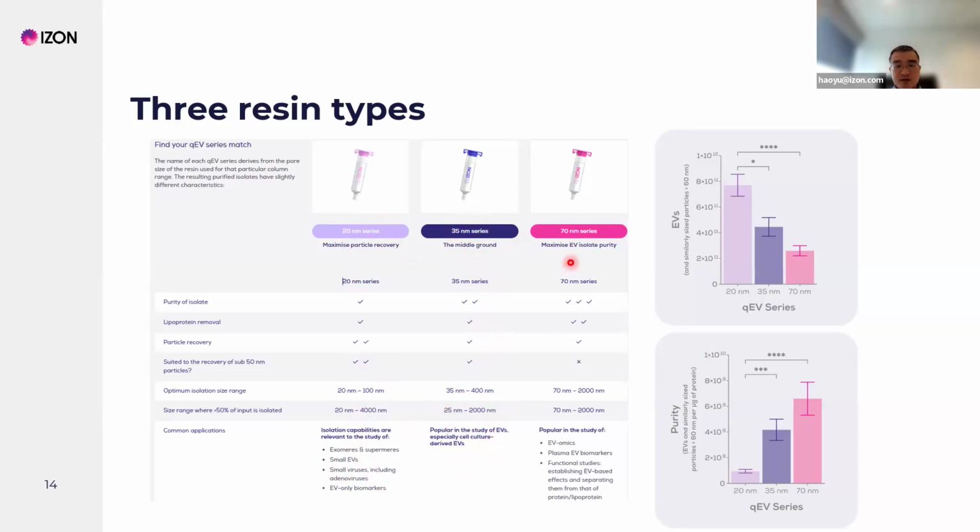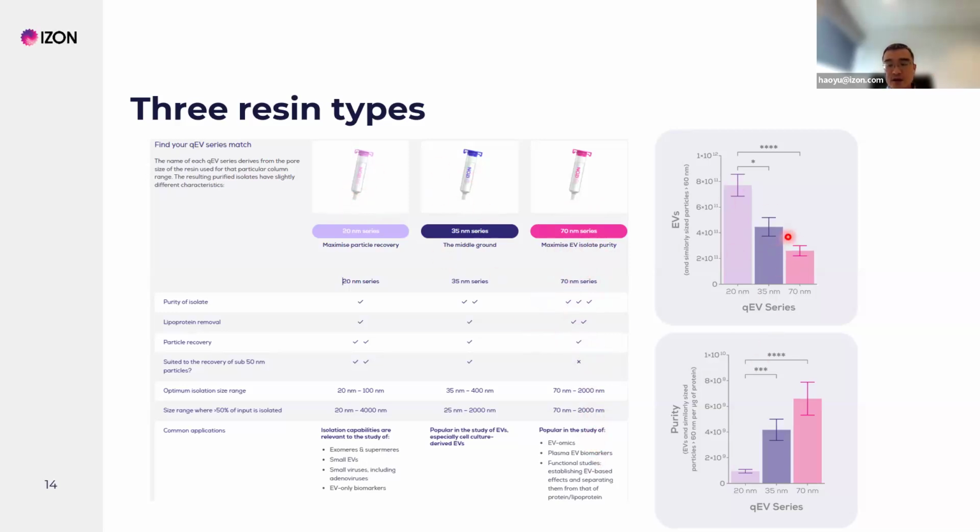extraction of EVs, and the 70 nanometer resin is mainly for plasma EV isolation, because we know that plasma EVs have a lot of lipoproteins, which will affect the mass spec measurement. So by using this type of resin column, we can remove more of the lipoproteins, which brings much cleaner fractions compared with the other two columns.